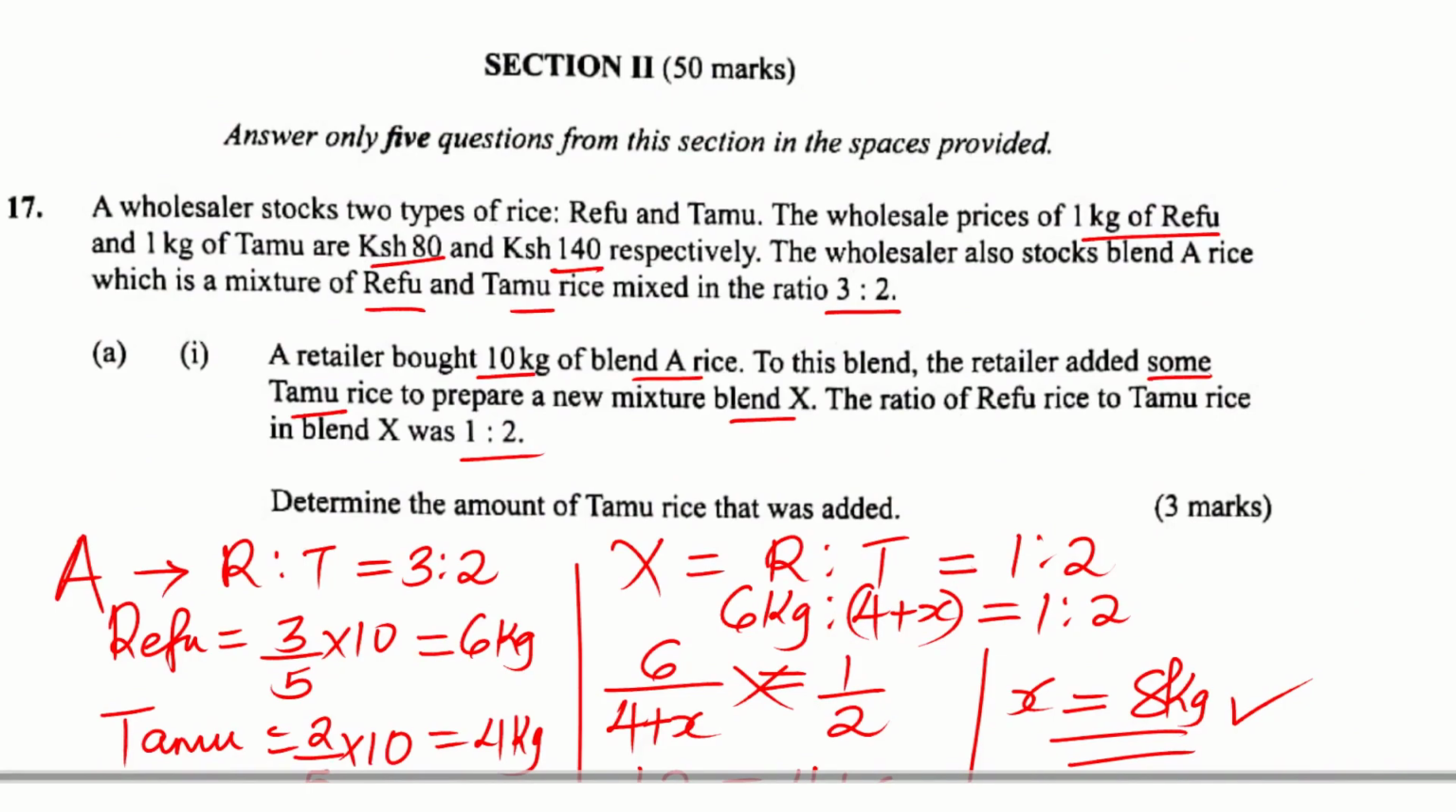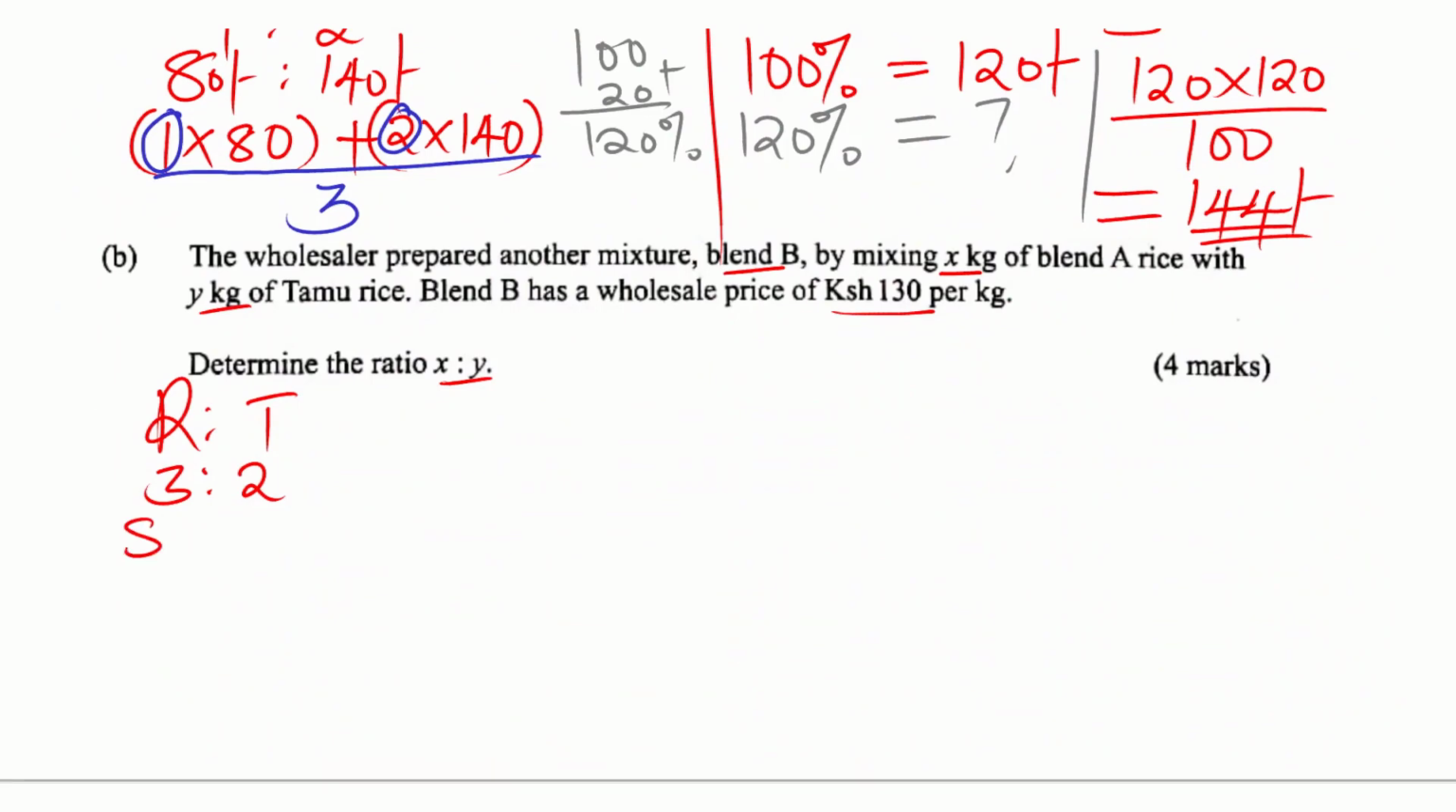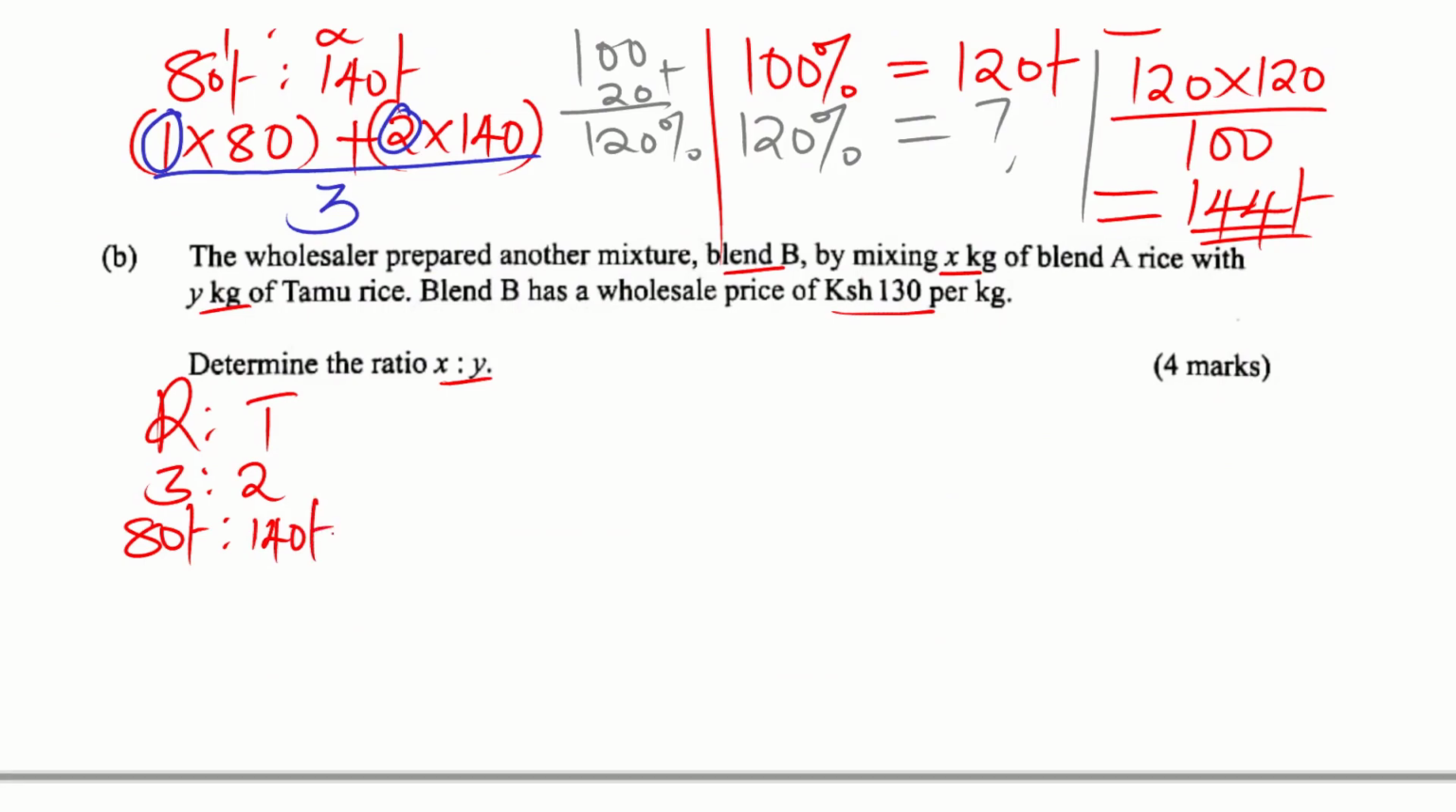So refu costs 80 shillings, then tamu 140. This is what is going to help us. Why? Because now to get the cost price, we are already given the wholesale price of blend B. So by making this mixture, that is X kg of blend A, then we take Y kg of tamu rice, we come up with blend B, which costs 130 per kg. Now this is how we're going to do it.